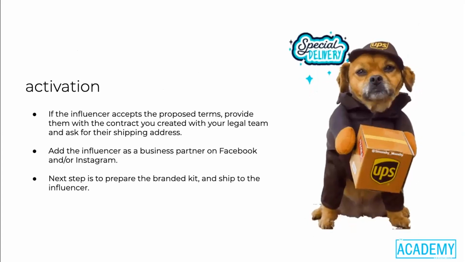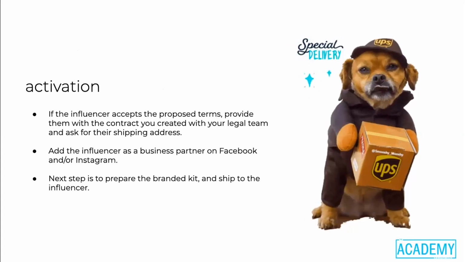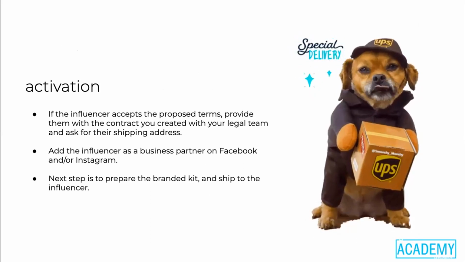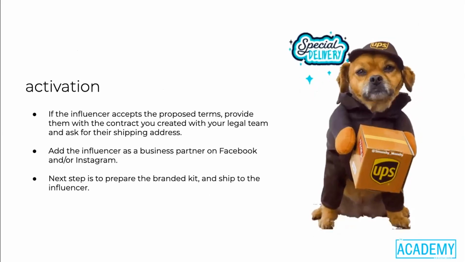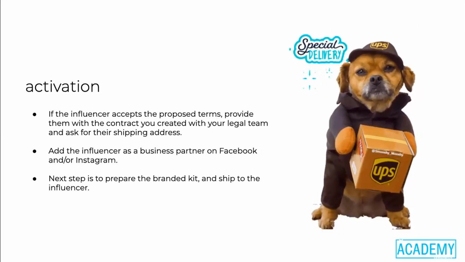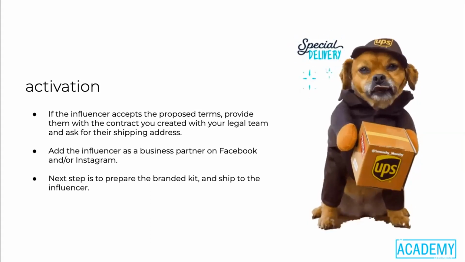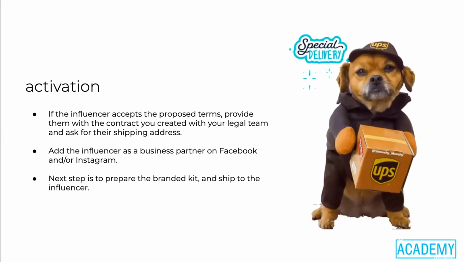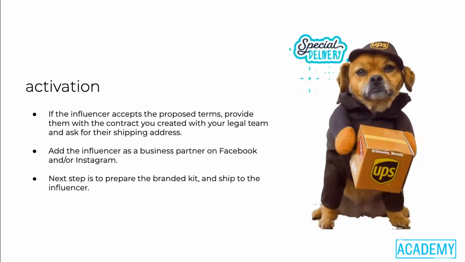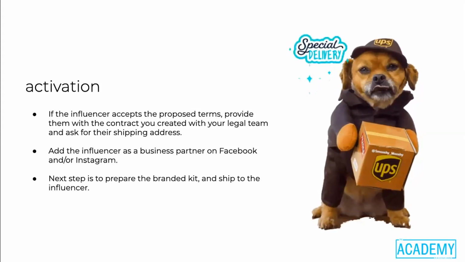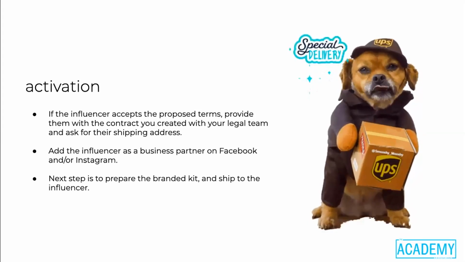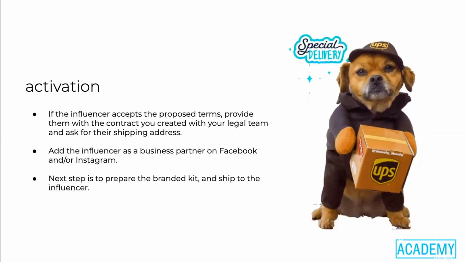Cool. So now the next step is going to be activation. When the influencer accepts the proposed terms, you want to provide them with that contract that you created. Then you want to add them as a business partner, either on Facebook or Instagram. We recommend adding them as a partner because it's going to be easier to see their stats. I'm sure you guys have seen influencers post and it says paid partnership with X brand at the top above their location. When you activate them as a brand or business partner, you can go into Facebook analytics and see all the engagement, the reach, and impressions for the post.